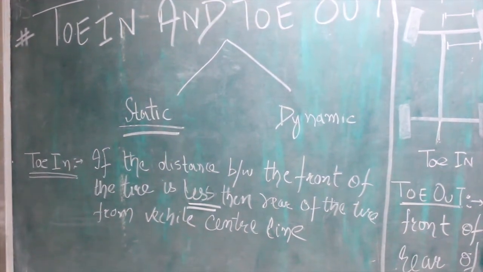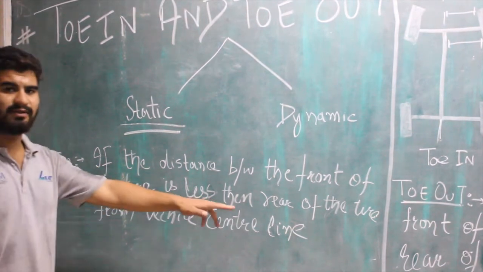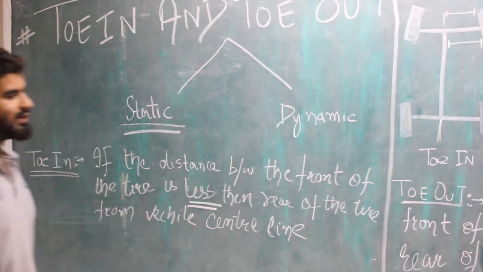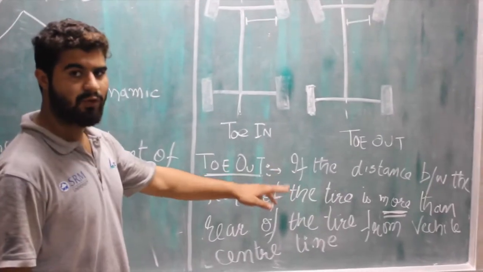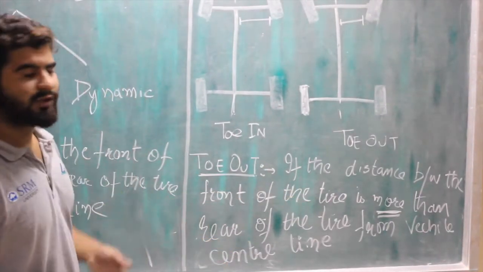Now what is toe in? If the distance between the front of the tire is less than the rear of the tire from the vehicle center line, then it's said to have toe in. And if the distance between the front of the tire is more than the rear of the tire from the vehicle center line, then it's said to have toe out.